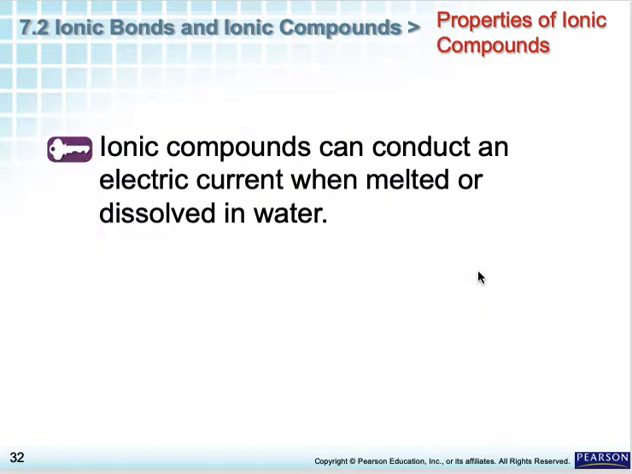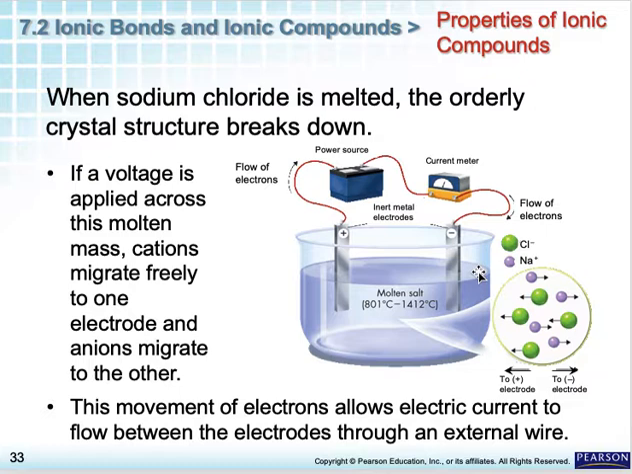Okay, ionic compounds can conduct electric current in only 2 states: if they are melted, which would be at high temperature, or if dissolved in water. So in a solid form, they would not conduct electric current. And so when sodium chloride is melted, the orderly structure breaks down, and now we have ions that are free to move and conduct current. And that's the same thing that happens when you have it in water. Those ions are free to move. They would carry the charge from the anode to the cathode, and so we would get current that would be transferred.